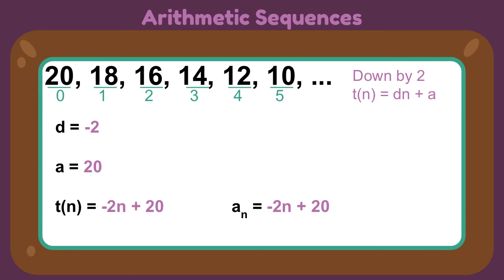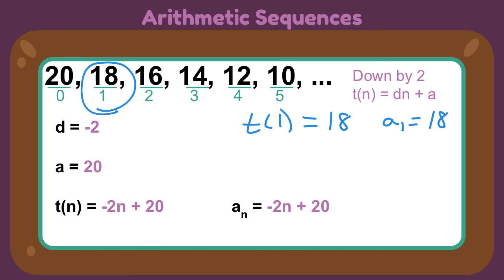It's possible that you're also going to see a slightly different notation, where sometimes you might see this a sub n notation. This is essentially the same thing as T of n. It's just a little bit different way to write it. If I was going to ask you for something like T of 1, you would know that that's 18 because that was the first term in our sequence. If I asked you for a sub 1, that would also be 18. If I asked you for T of 2, that would be 16 because that's the second term in our sequence. So if I asked you for a sub 2, that would also be 16.